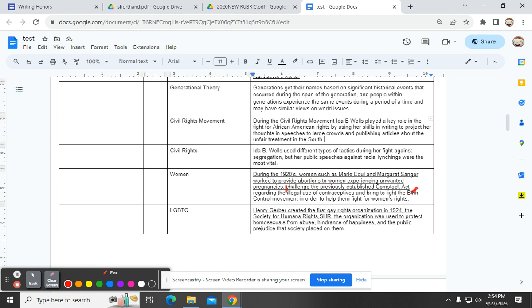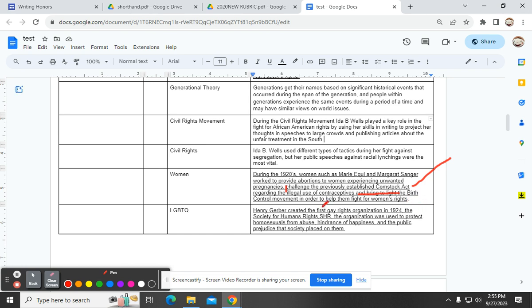"Challenge the previously established Comstock Act." I mean, that could be a separate paper within itself: how Maria Cui and Margaret Sanger challenged the Comstock Act, and then you give me a list of the things they did regarding the illegal use of contraceptives and bringing to light the birth control movement. That seems to be some slang, and it's all over the place.